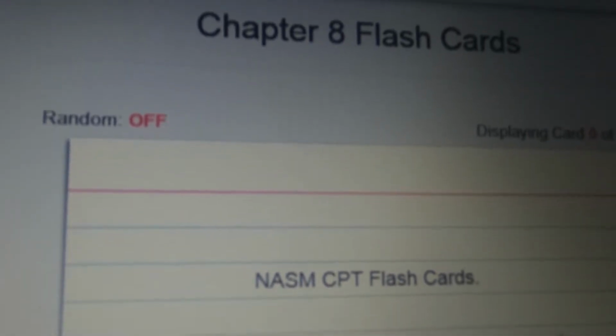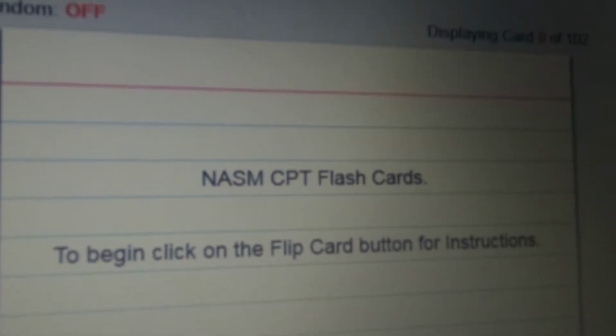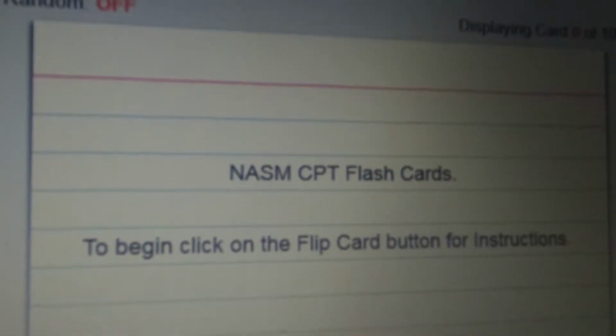Okay, flashcard module number 8. Glad you all are still with me after all these modules.